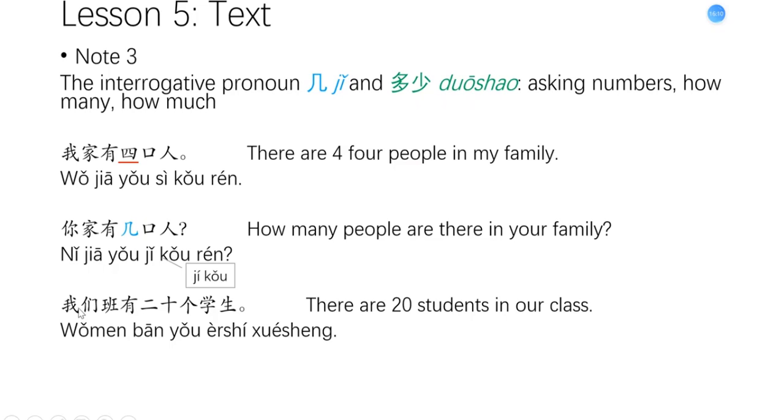Okay, next one. 我们班有20个学生. 我们班有20个学生. So there are 20 students in our class. If we don't know the number 20, how would you ask? Anyone knows? Okay, let's make a pause and we will continue in the next session.